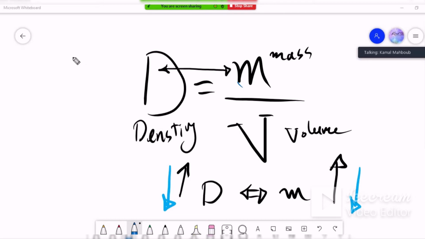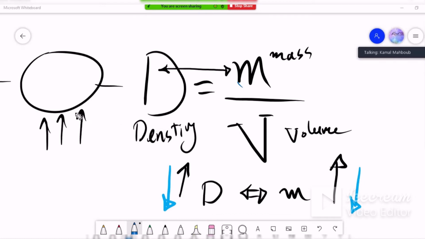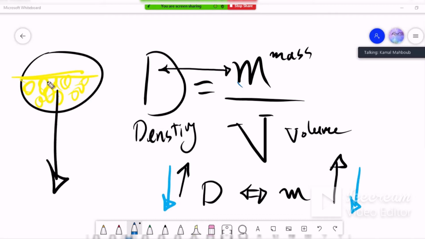Because of that, this ball will float on the water. Why? Because of the less mass and less density and huge buoyant force, it can float. But on the other hand, if we fill this ball with sand, now we have more mass and more density, and this one will sink, will move down, and we have less buoyant force. Again, density has a direct relationship with mass. More mass, more density. Less mass, less density.